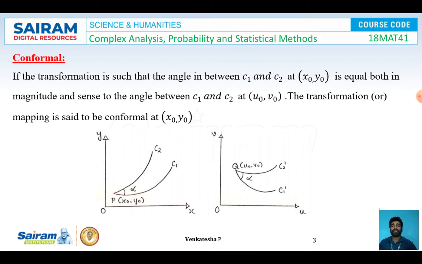What is conformal? If the transformation is such that the angle between C1 and C2 at the point (x0, y0) is equal, both in magnitude and sense, to the angle between C1 and C2 at the point (u0, v0), then the transformation or mapping is said to be conformal at the point (x0, y0). In the given two figures, we can see the transformation happening between the XOY plane onto the UOV plane.